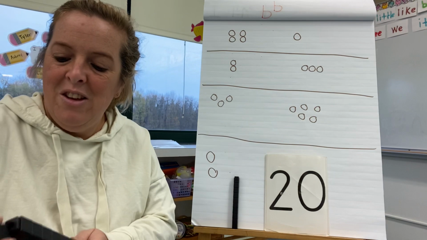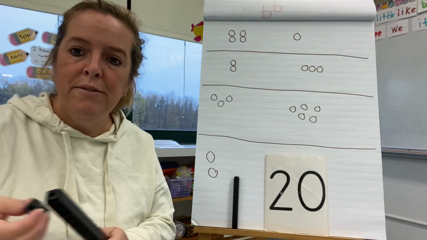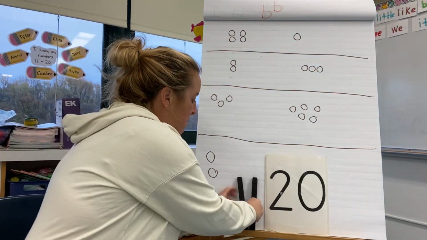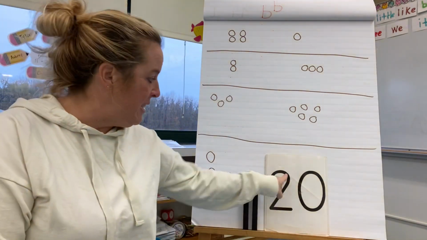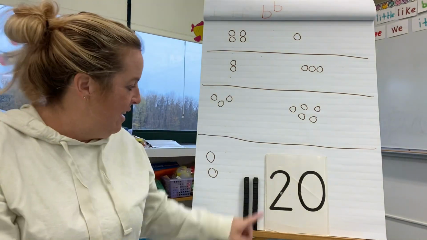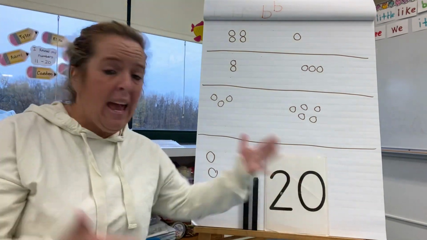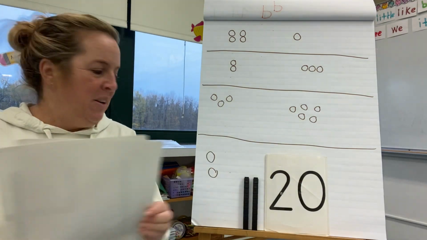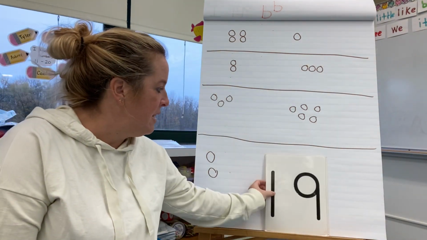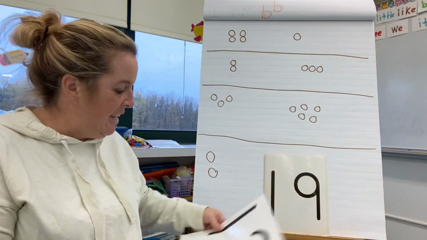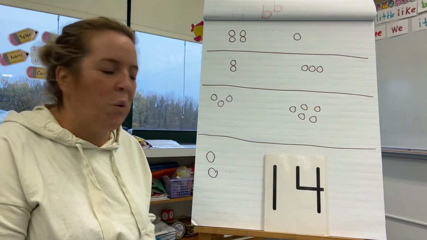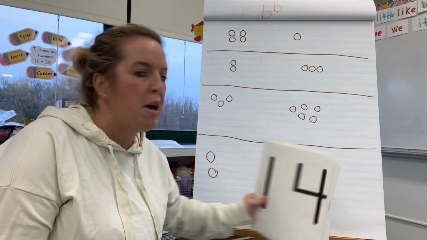Sorry. So now in this number, what number is it? 20. Now look at it. I can make 2 tens because that's what it's saying. 2 tens, 10, 20, like when we count by 10s. 20 is 2 stacks of 10s and no little ones. 20. What number is this one? 17. What number is this one? 19. 13 and 14. Awesome job with just a quick number review.